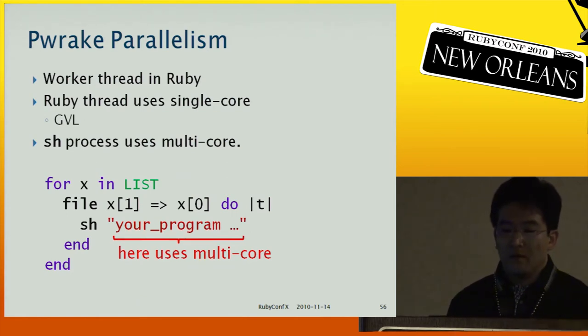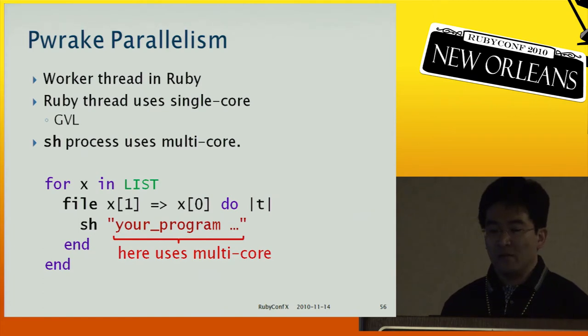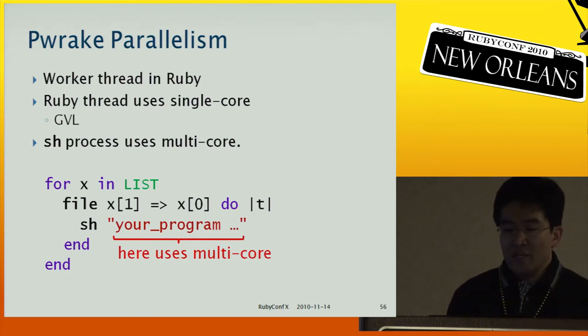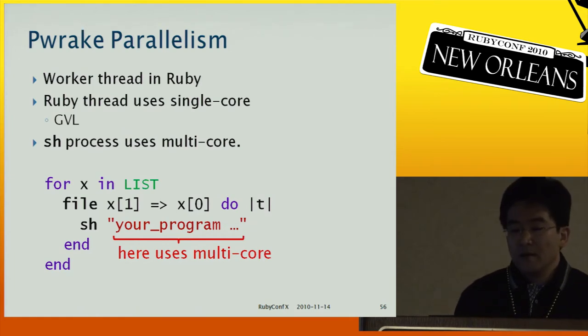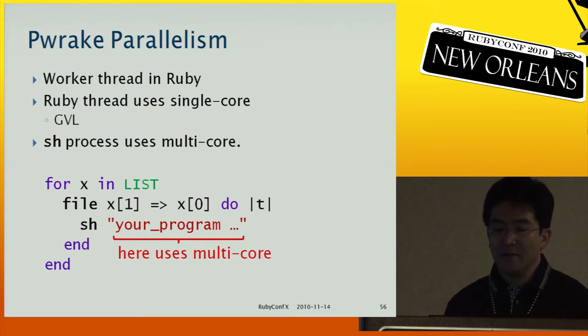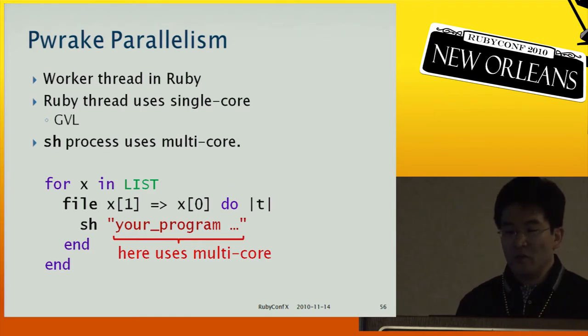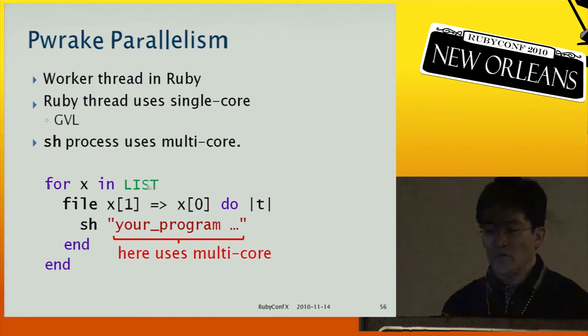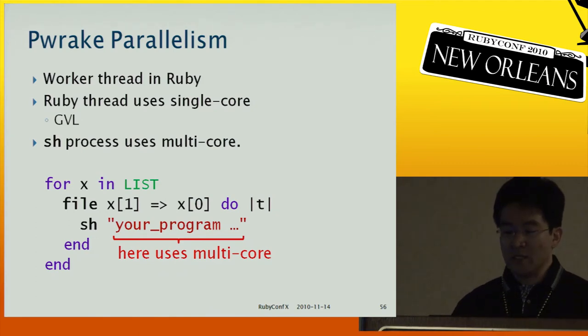Here we take a look at how Pwrake tasks are parallelized. The implementation is based on worker threads, as with DRake. However, Ruby threads use only a single core, not multi-core, due to the GVL. Here we note that processes invoked from the shell method use multi-core, and are also distributed to remote hosts through SSH.